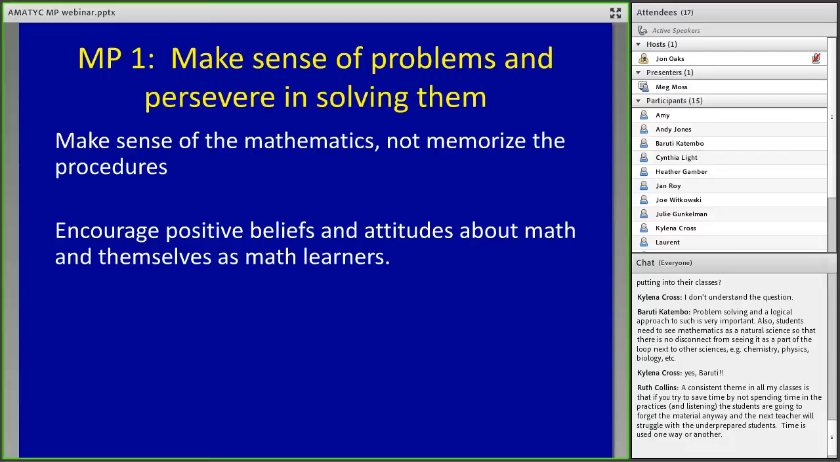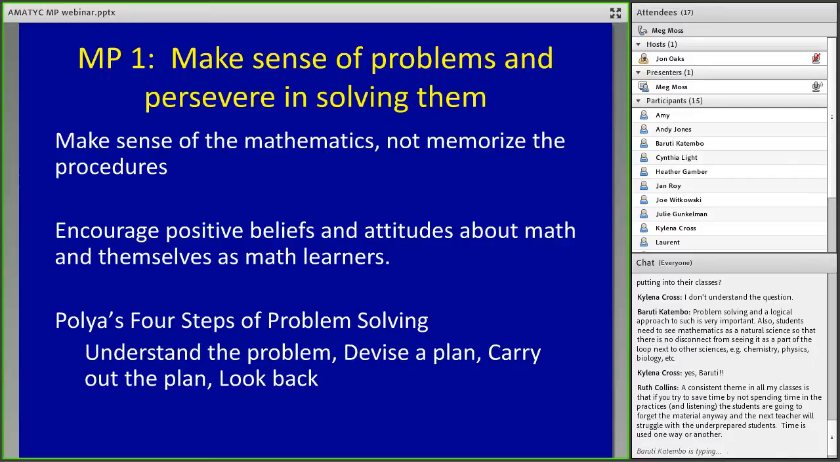I think we have to work on encouraging positive beliefs and attitudes about math and themselves as math learners. They say they hate math. I'm not good at math. All those phrases we hear from our students so often. We have to stop that. I don't allow my students to say I hate math. I don't allow my students to say I'm not good at math. I say, yeah, you are good at math. Everyone can do math. And we have to help them believe that. That's huge with these students, as you well know. They're terrified of it.